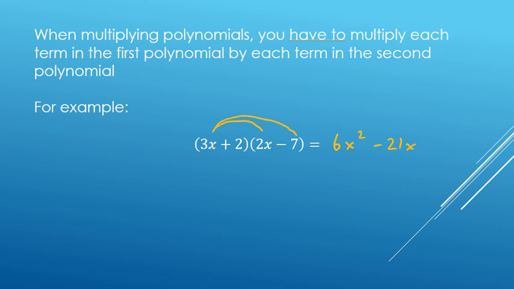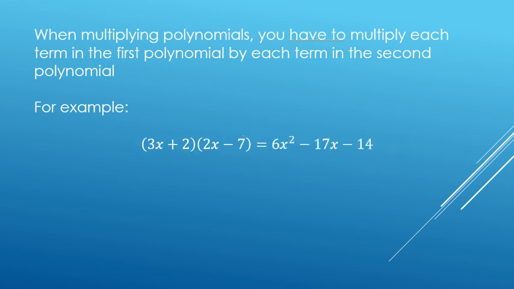minus 21x. Then the inside terms, plus 2 times 2x is plus 4x. And then plus 2 times minus 7, the last terms in each factor, minus 14. And then we can combine these two terms here, and we get 6x squared minus 17x minus 14. So this is a pretty common type of operation that we do when it comes to multiplying polynomials.